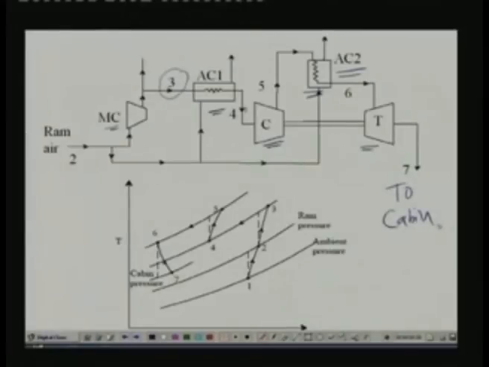Okay, so you can see the difference between the simple system and the bootstrap system. Here the power output of the turbine is used for running the compressor, right, and the ram air is used for cooling air cooler 1 and air cooler 2, because the same ram air is used. So, obviously you can see that this system is not really good for ground cooling, because when it is on ground you do not have any ram air, so the air coolers cannot be cooled. So, normally you do not use this system for ground cooling, you normally use it for high speed, high altitude flights.